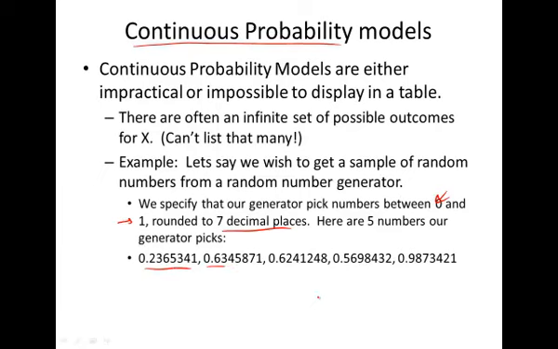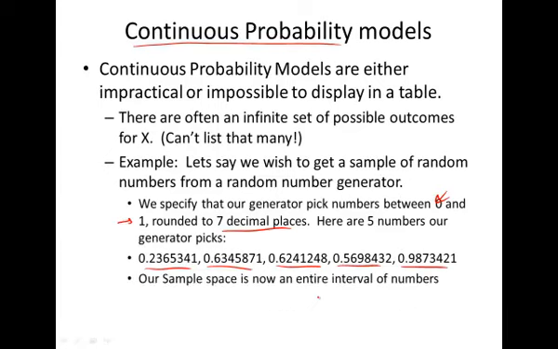And you can do this on Excel, by the way. Excel will generate random numbers for you. Our sample space is now basically the entire interval of numbers. Technically, it would be all of the numbers that have 7 digits from 0 to 1. So we could technically list them out. 0.0000000, 0.0000001, and so on, all the way up to 1.0000000. But you can imagine this would take quite some time to list and is very impractical.